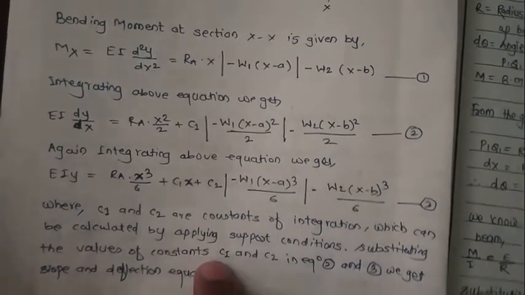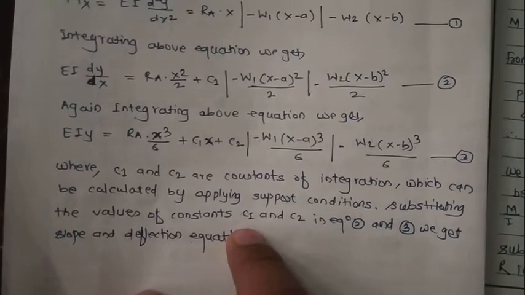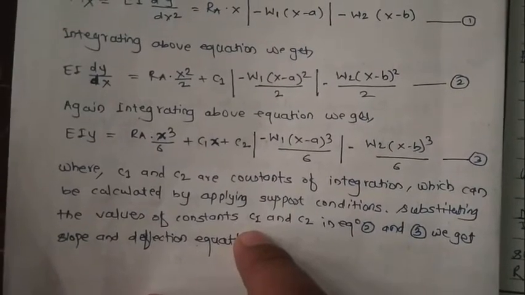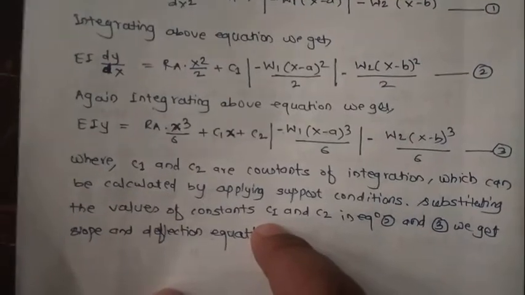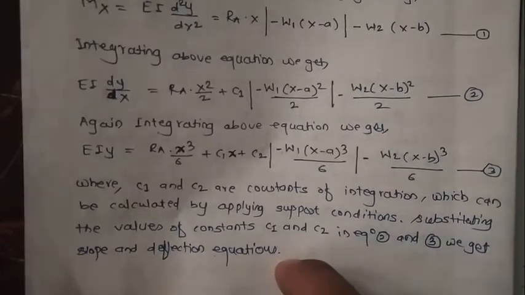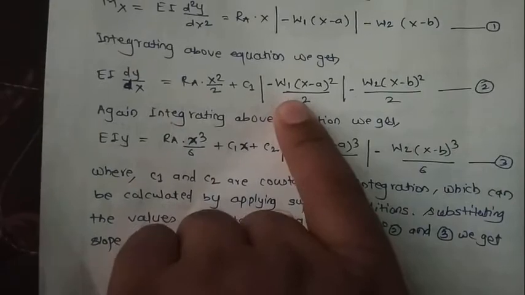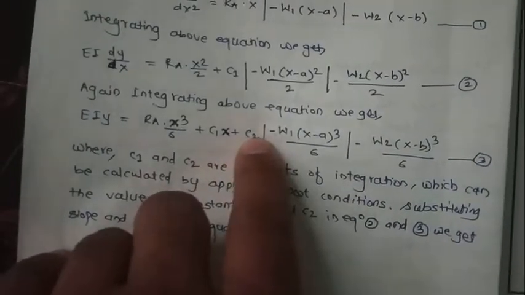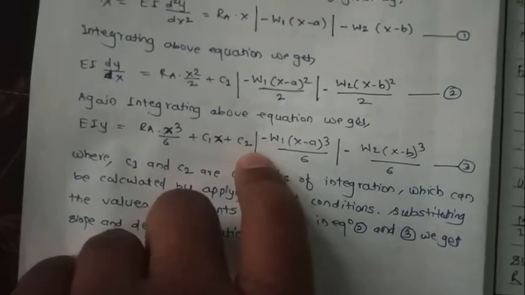This is equation number 3, where C1 and C2 are the constants of integration, which can be calculated by applying the support conditions. That means if we apply the boundary conditions, we directly get the values of C1 and C2. If we put these values of C1 and C2 in equations 2 and 3, we get the slope and deflection. If we put the value of C1 here, we get the slope of the beam. Afterwards, if we put the values of C1 and C2 here, we get the deflection of the beam at the point.